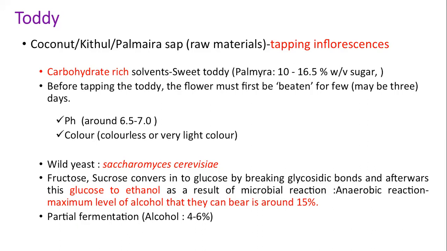There are several types of toddy available: coconut toddy, palmyra toddy, and kitul toddy. They are obtained by tapping the inflorescence. In general, we know there is a flower, and we call it the inflorescence, right? Tapping means there are so many traditional techniques to tap this inflorescence. The maturity stage is also very important, so we can't just do this tapping at any time.